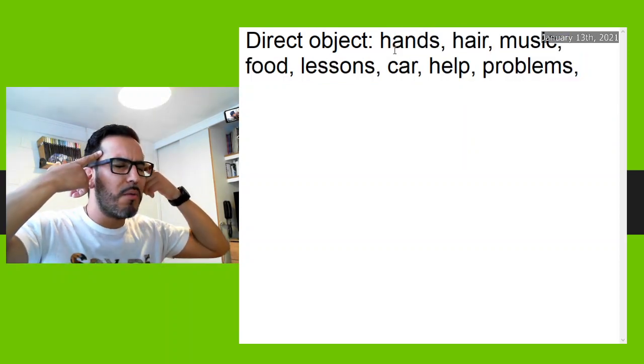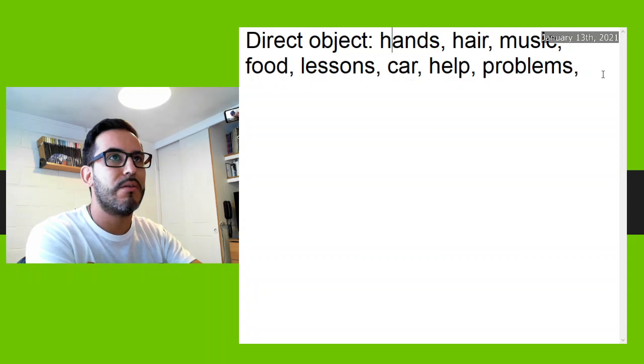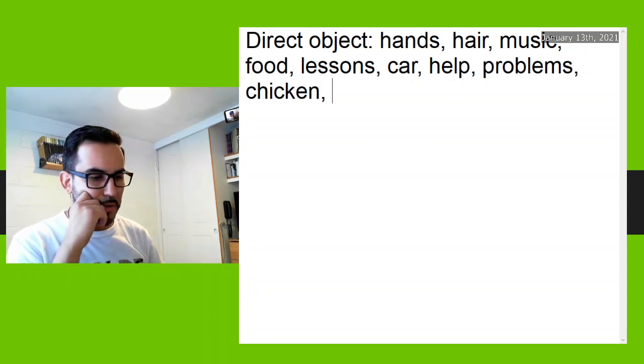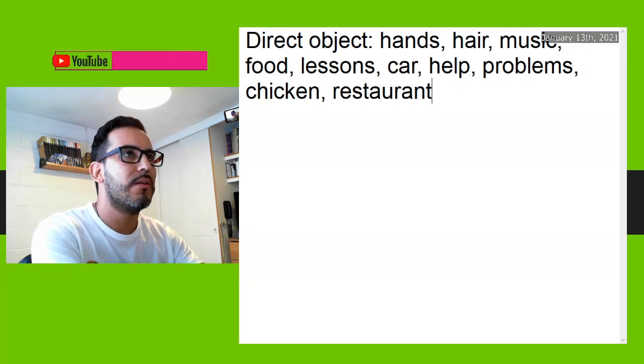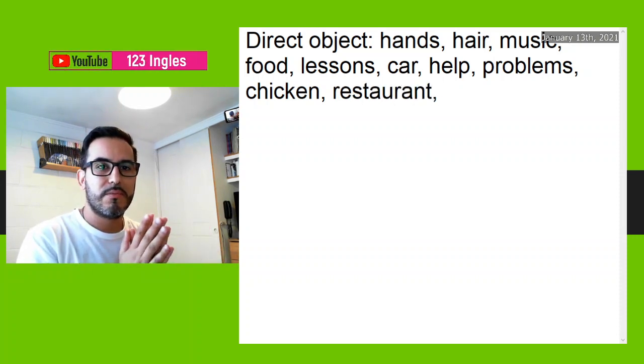I think about something, for example, chicken. Chicken is a noun. Chicken can be a direct object. I think about a restaurant. So a restaurant can also be an object.